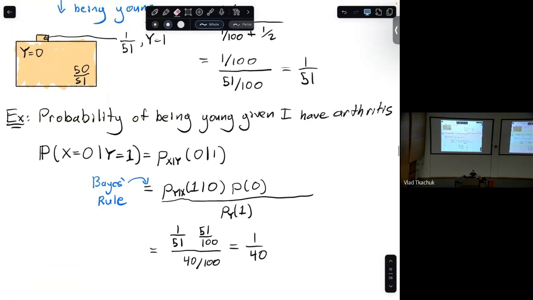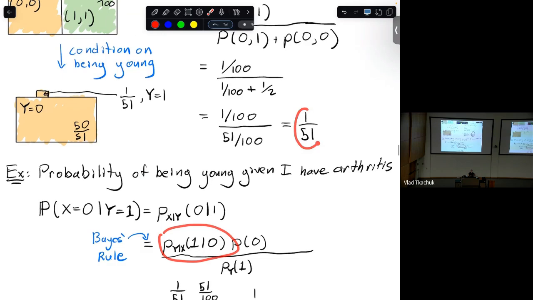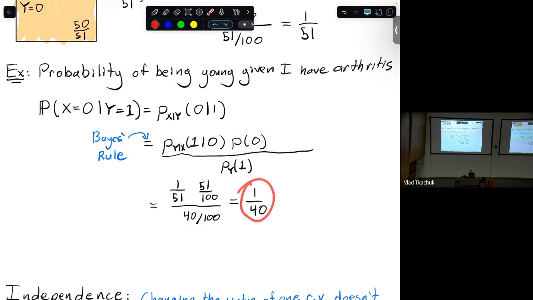Okay, so back to the arthritis example. One way to calculate the probability that you are young, given you have arthritis, is to just use Bayes' rule. You first note that this is equal to this PMF, and then plug in the formula for Bayes' rule. Why is this nice here? When you plug it in, we already calculated one of the quantities above, like this one in the example, and these other two marginals are either available or easy to get. And so you get 1/40.